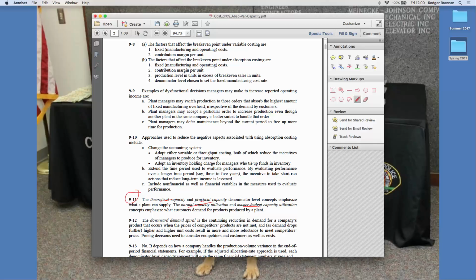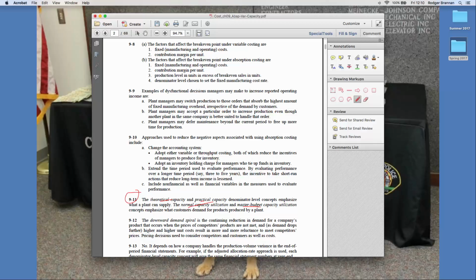Practical capacity is exactly what the word means. If you take these machines and begin to discount for time off, maintenance, vacations, things like that, then how many units could I produce? But theoretical and practical are always going to be based on what the machines can do, sort of on an engineering basis. Whereas normal capacity and master budget capacity are based on the market, what people want, what the demand might be.